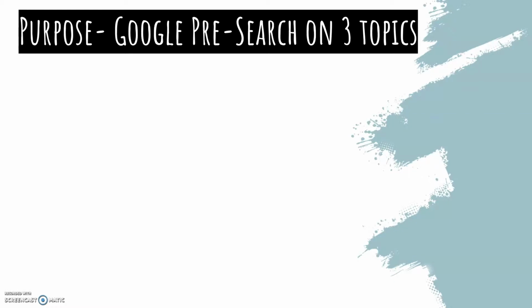This video is for HI number 1 in case you were absent or in case you were in class and want to just rehear everything. So this is HI number 1, Google pre-search on 3 topics. We're going to start with 3 topics and then narrow it down because we're going to flush them out.